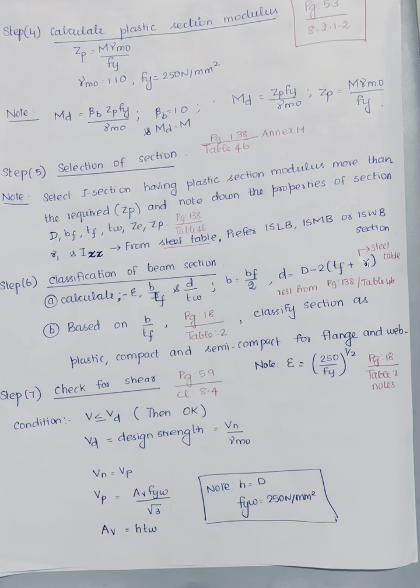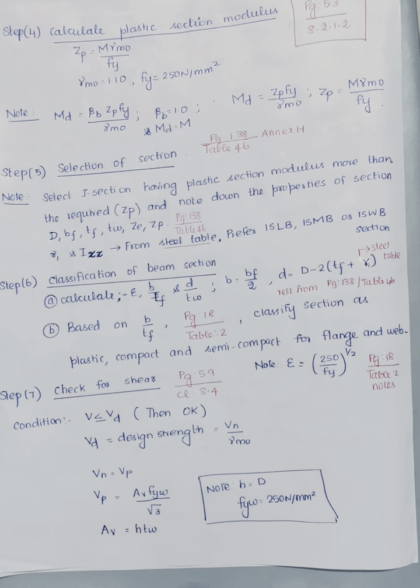And note down the properties of the section such as D, BF, TF, TW, ZT and ZP. So having obtained this section, for example ISMB 600, you go to the steel table at page number 2 or 3, it will be available. In that you choose the R1 and IXX value from the steel table. So the selection of section is over now.